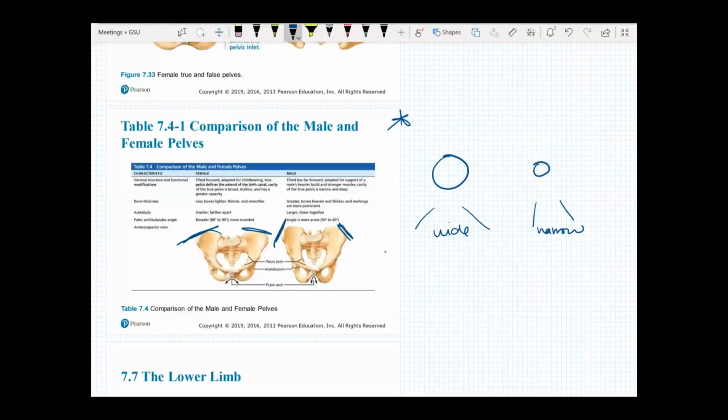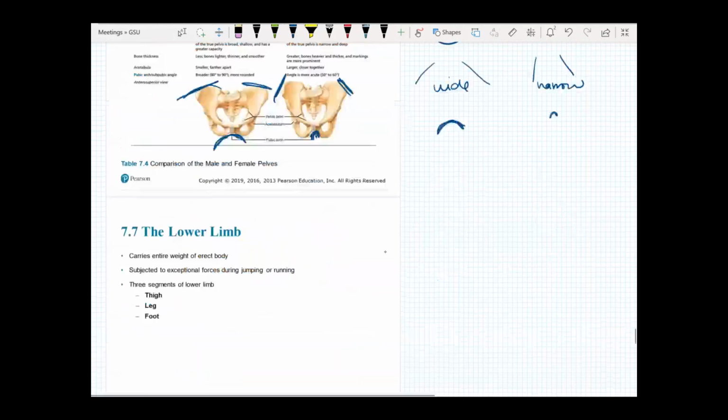And then you can also see right here the pelvic arch. This is going to be a wide pelvic arch, and this will be a narrow pelvic arch. So all of these allow for this because this is going to be the birth canal. So it needs to be a little bit wider.